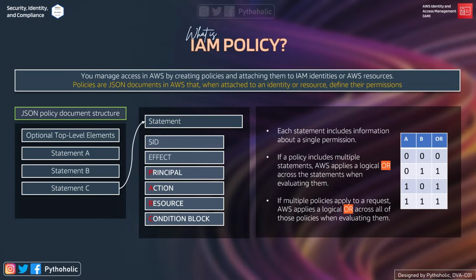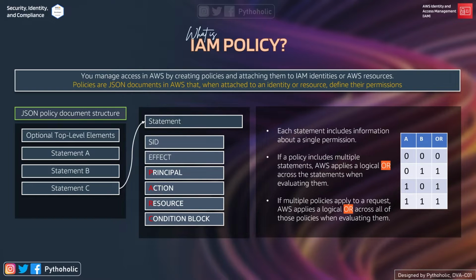Similarly, we have a few points or rules about policies that you must be aware of. The first one that we have here is each statement includes information about a single permission. That we are already aware of, as we have an effect which either allows or denies a request. So every statement will in itself be used for a single permission.